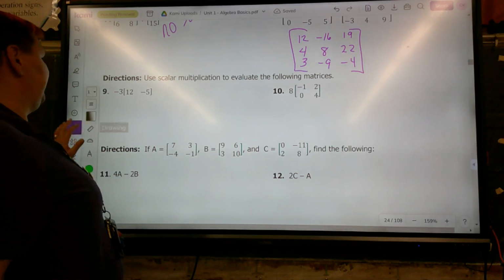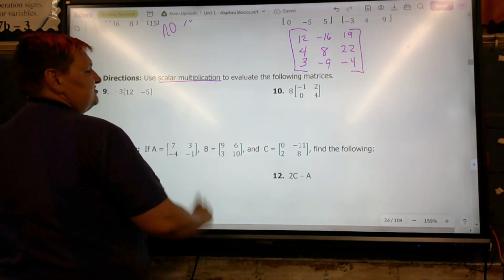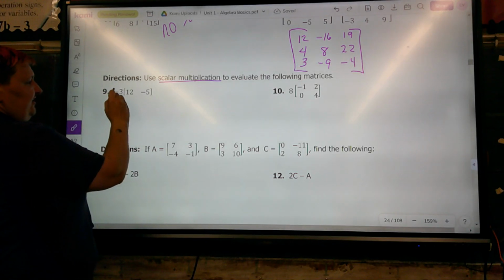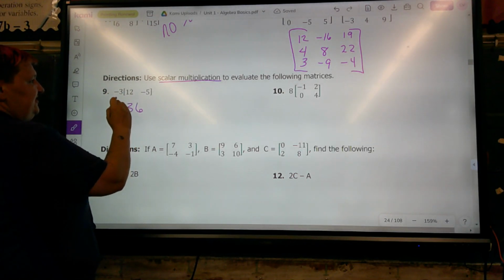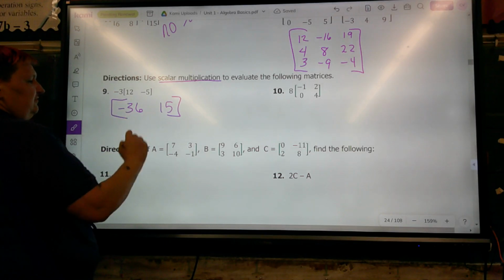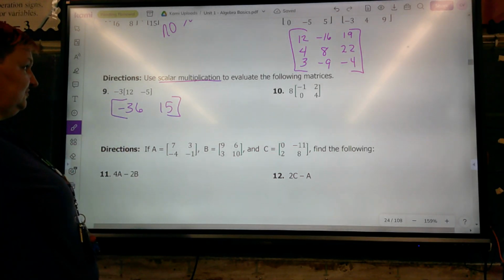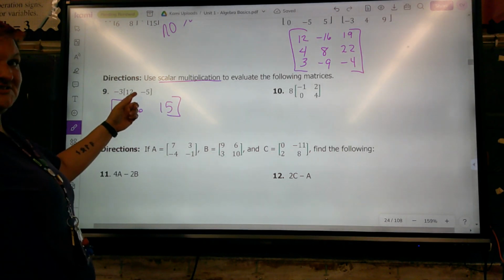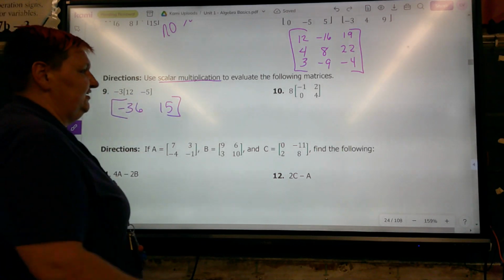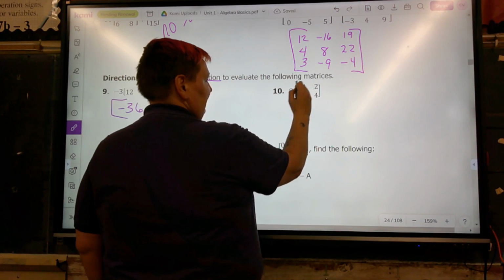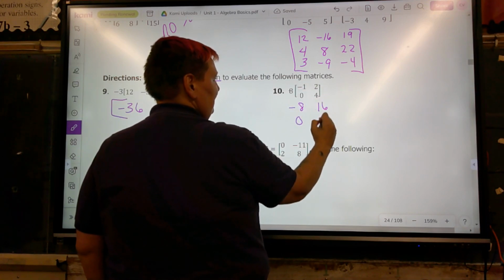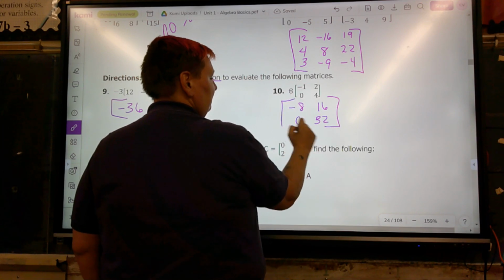Use scalar multiplication to evaluate the following matrices. So we're just going to distribute what's outside to what's inside. Negative 3 times 12 is negative 36. Negative 3 times negative 5 is 15. You should end up with the same size matrix you started with, because we're only distributing what's outside to what's inside. Right? Distribute. 8 times negative 1, 8 times 0, 8 times 2, 8 times 4. Bam.